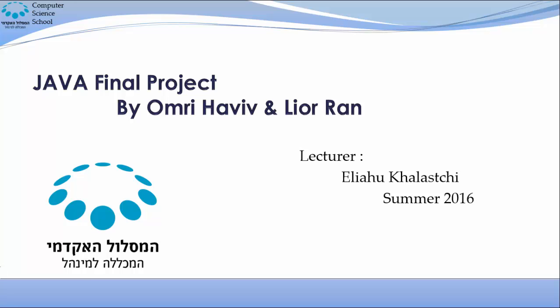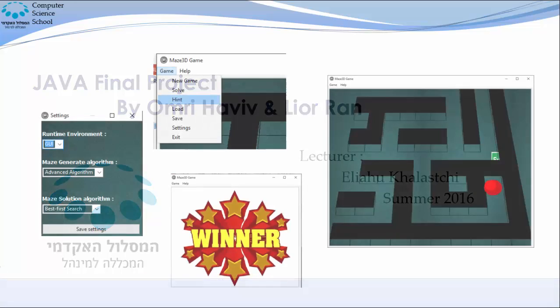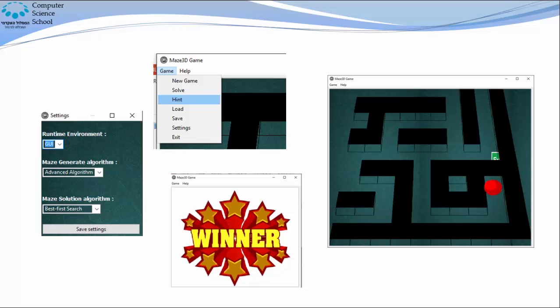The main goal was to build a 3D maze by using the knowledge we gained during the course. At the beginning, we learned how object-oriented programming works in Java. We learned about inheritance, abstract classes, and object classes.